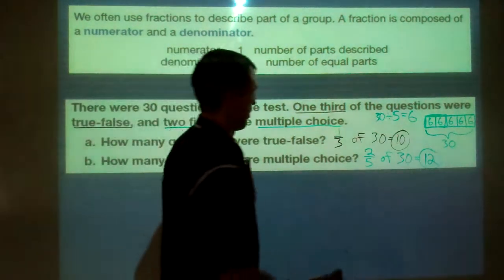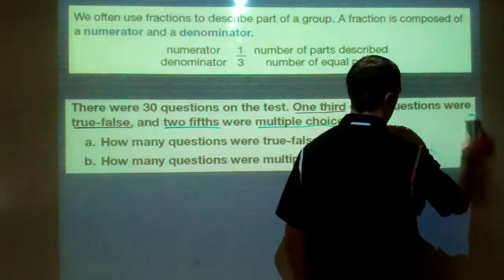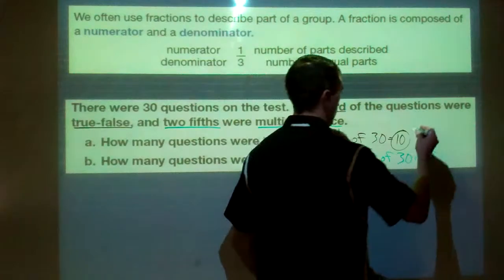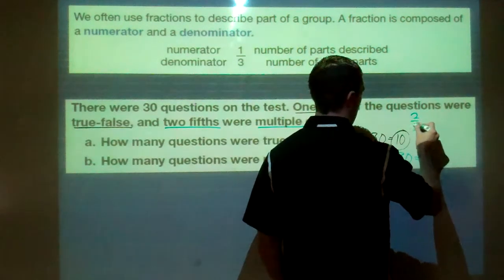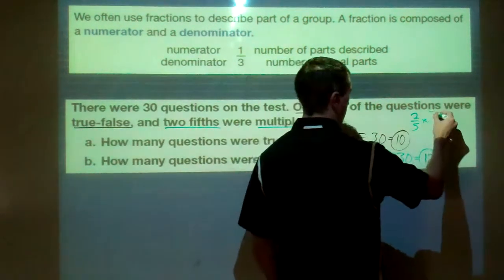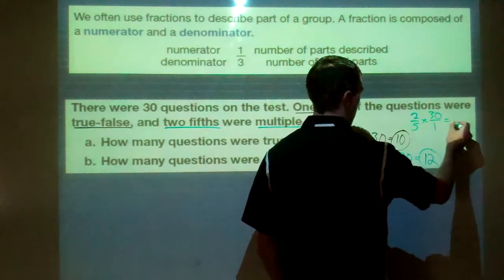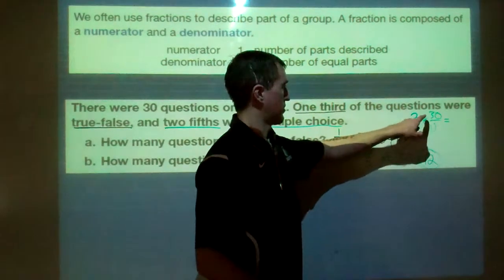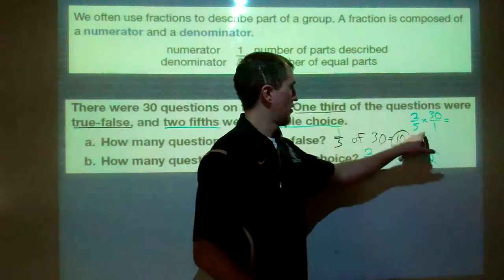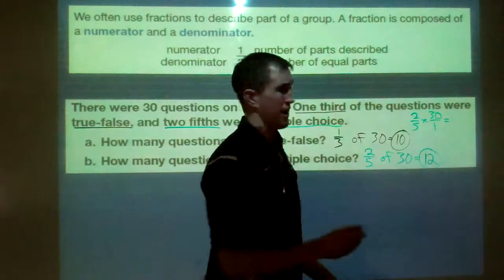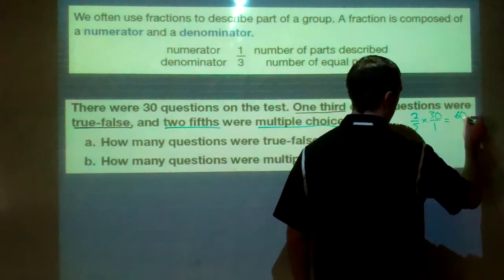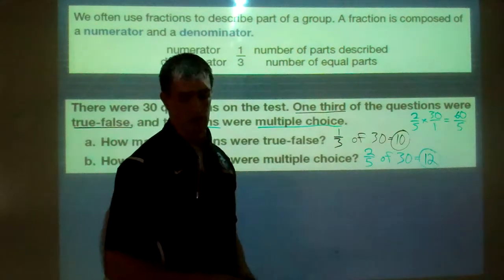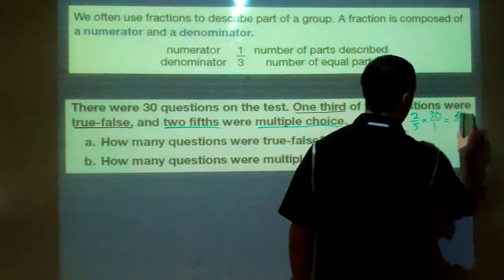And real quickly, I'll show you the other way to do it. If we use multiplication, 2/5 times 30 over 1 equals. Alright, now I could multiply straight across if I wanted to. 2 times 30 is 60. 5 times 1 is 5. So we would have 60 over 5. We could do 60 divided by 5. We would get 12.